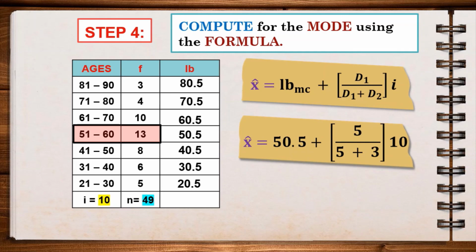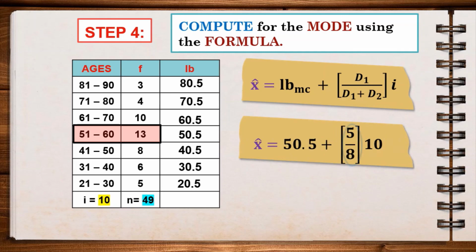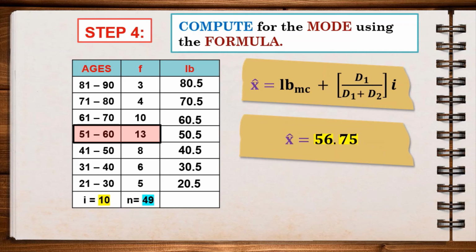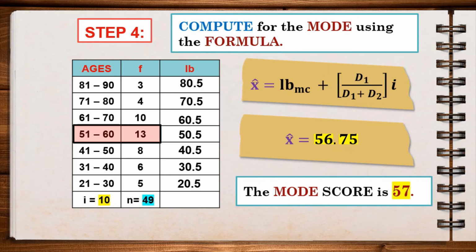So, let us compute. 5 plus 3, that is 8. Then, 5 divided by 8, that will be 0.625. And then, times 10, that is 6.25. Then add, we got 56.7. Meaning, the mode score is 57. So, we're rounding up into whole number.